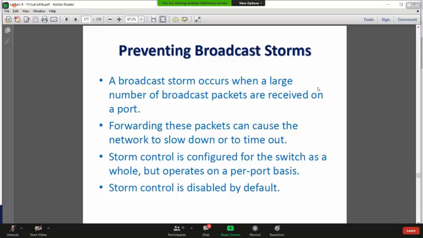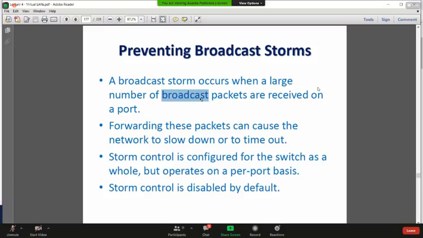Broadcast storms occur when a large number of broadcast packets are received on a port. So actually, a large number of broadcast packets, right? Forwarding, I think you get the idea, right? That means a large number of broadcast traffic introduced by the different devices.